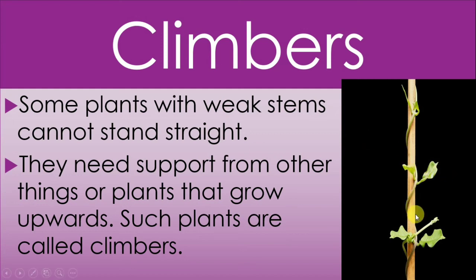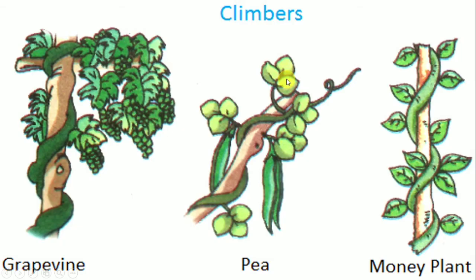In this picture, you can observe this plant. This plant has a weak stem and it needs support from other things like a stick or plants for growing. These plants are called climbers. Example, grapevine, pea and money plant. These are examples for climbers.